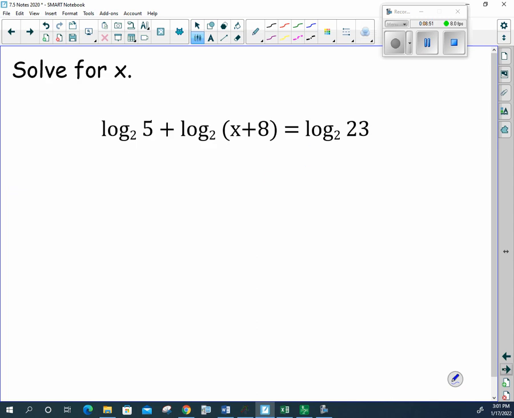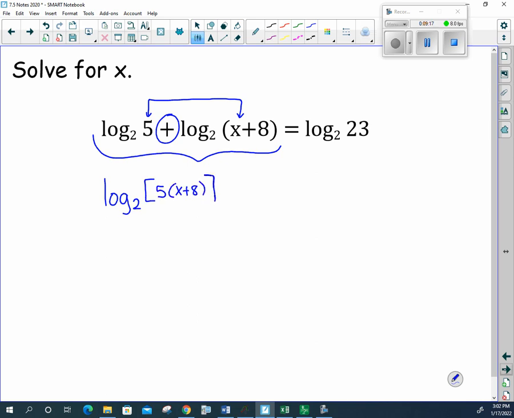Okay, this one we're solving for x. I noticed that I have multiple logarithms. So the first thing I'm thinking is I need to condense logarithms and see what happens. So the operation here is a plus. So when I condense those, I am going to multiply these two arguments together. So log base 2 of 5 times x plus 8 equals log base 2 of 23.